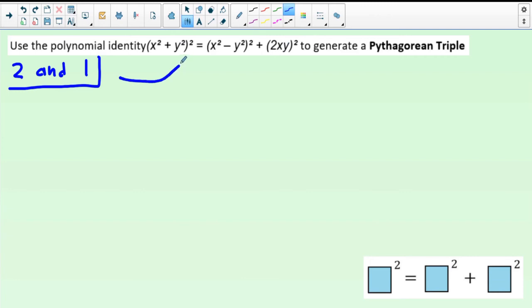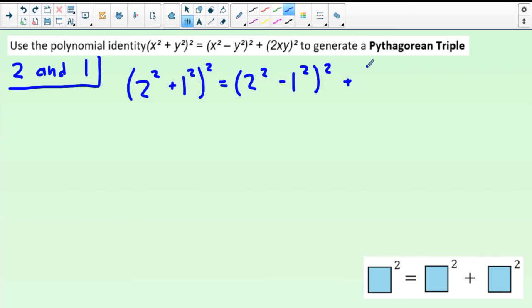And all we're going to do is plug that into this polynomial identity, this big equation. So doing that, instead of x, I'm going to use 2 squared. And instead of y, I'm using 1 squared. And I'm just plugging these into that equation. I'm just substituting these in, and we'll see what happens here at the end. All right, so again, we just picked 2 and 1 just because they're small, easy numbers, plugging those into this equation to see what happens here.